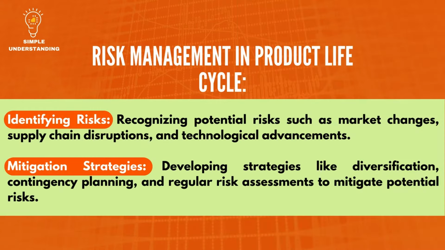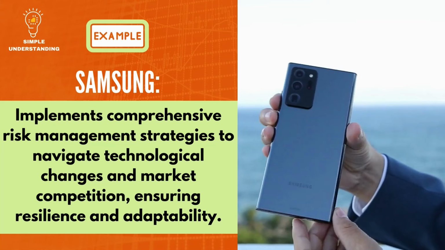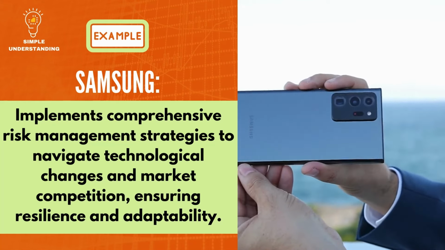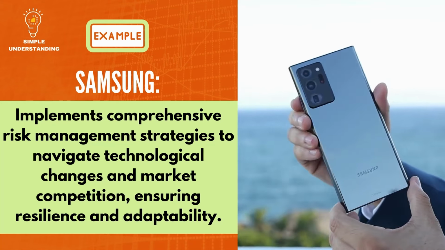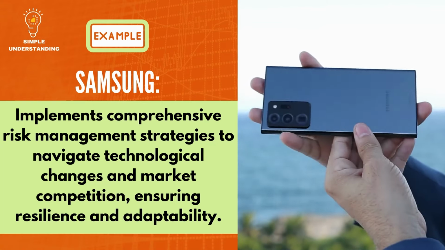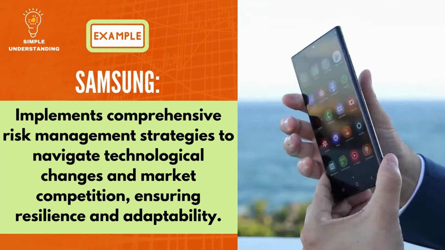8. Risk management in product lifecycle. Identifying risks: recognizing potential risks such as market changes, supply chain disruptions, and technological advancements. Mitigation strategies: developing strategies like diversification, contingency planning, and regular risk assessments to mitigate potential risks. Example: Samsung implements comprehensive risk management strategies to navigate technological changes and market competition, ensuring resilience and adaptability.